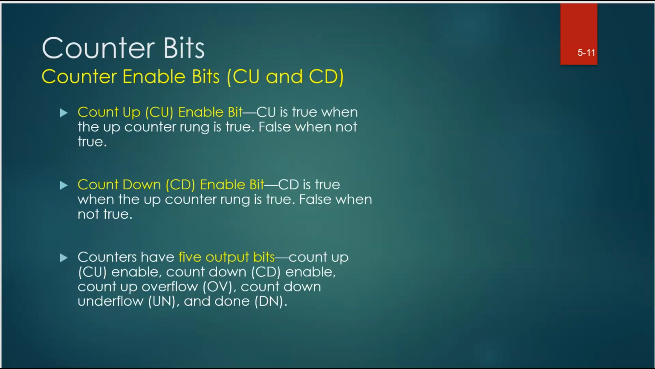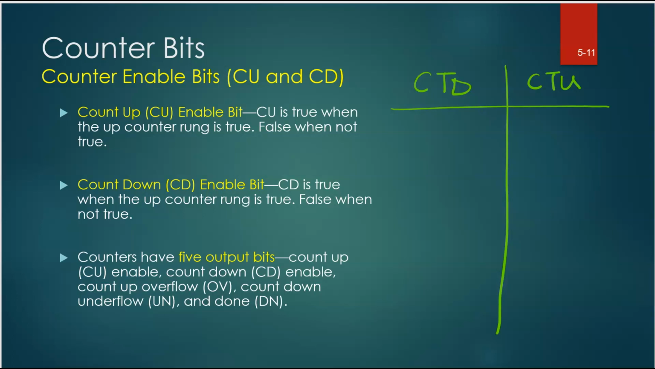Now let's focus on different bits that can be used in order to refer to the condition of the counter. But before doing that, I want to describe these bits for different types of counters. So it depends if you are using a CTD or CTU. This is an up counter, this is a down counter. So we have 5 different bits, but only 3 of them are related to each one of these 2 counters.